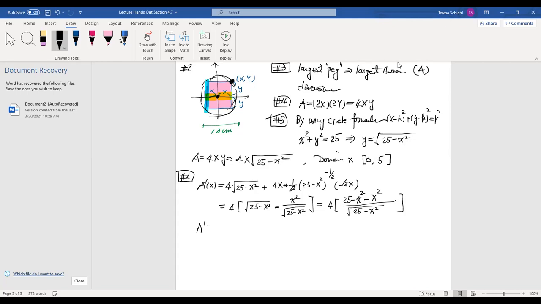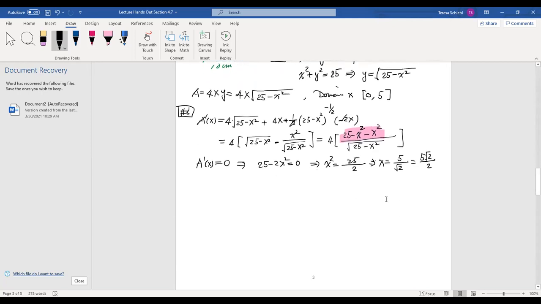Okay, so now I will set the first derivative equal to 0. We know that in order for a fraction to equal 0, the numerator has to equal 0. So 25 minus 2x squared equals 0. So x squared is equal to 25 over 2. So now x is equal to the square root of that. So it's 5 over the square root of 2, or if you rationalize it, 5 square root of 2 over 2. So I know this will be the largest value here.